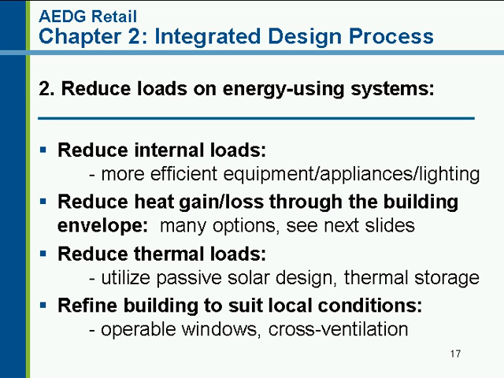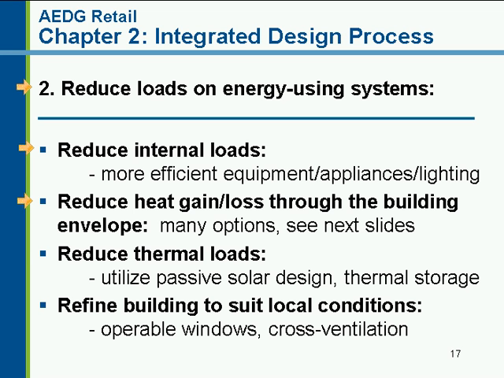Now the second set of design choices refer to reducing loads on the energy-using systems. And several different opportunities, categories presented here. First of all, you want to reduce the internal loads that come from office equipment or appliances or even the overhead lighting. So if you use more efficient equipment, that means it's going to put less heat into the space, and that means you're not going to need to do so much cooling. So you'll save on space cooling as well as the energy from those appliances and equipment. Another key factor, and we'll talk quite a bit about this later, many options, is to reduce the heat loss or heat gain through the building envelope.